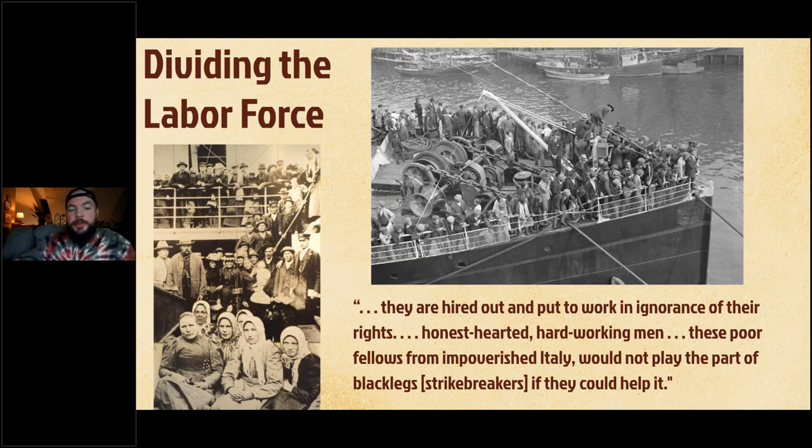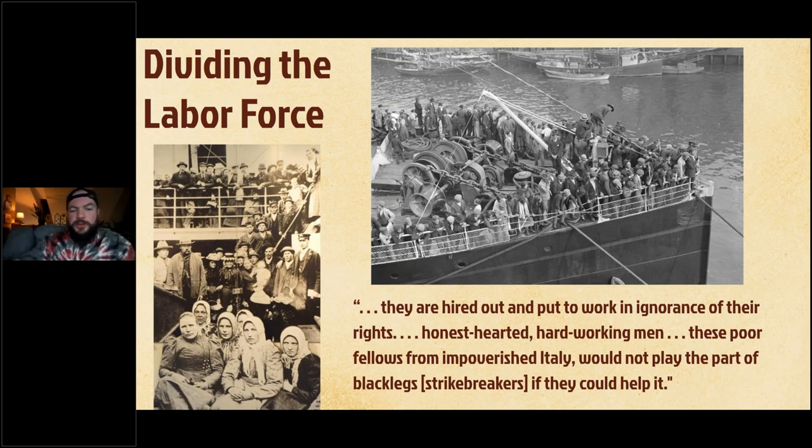They were also kept from unifying by pitting them against each other. An operator describes pitting the English against the Irish and vice versa, the German against both, keeping up a constant war of races, is what they say. And then they also don't know the laws. There's a good quote from John Swinton where he says, "They're hired out and put to work in ignorance of their rights. Honest-hearted, hardworking men, these poor fellows from impoverished Italy would not play the part of blacklegs, that's the strike breakers, if they could help it."